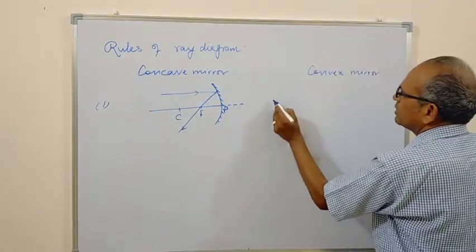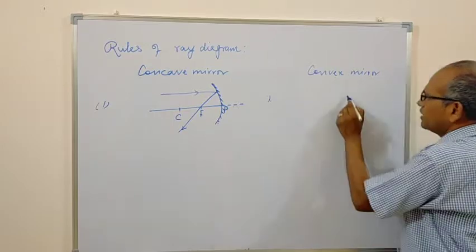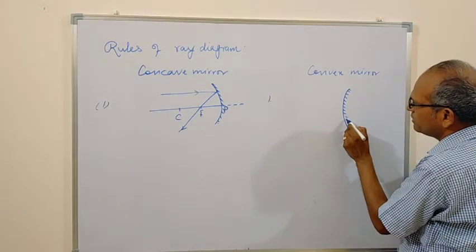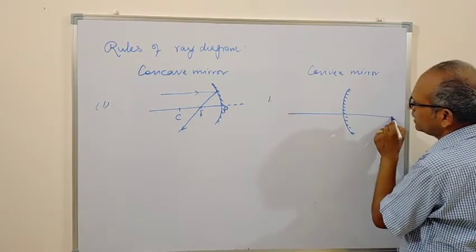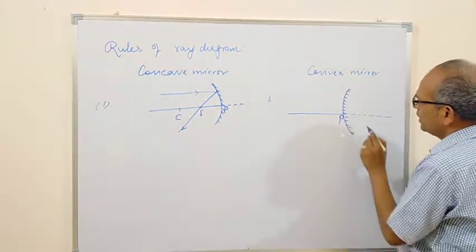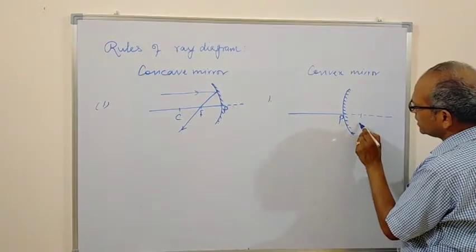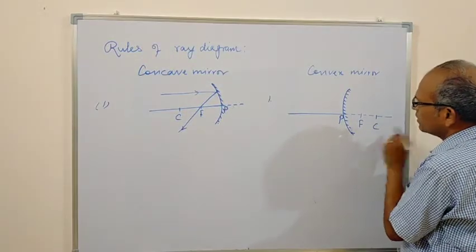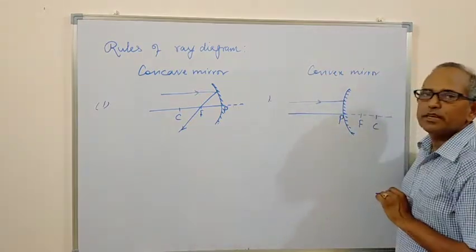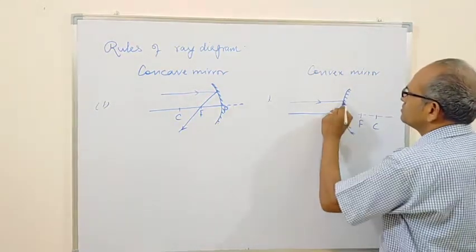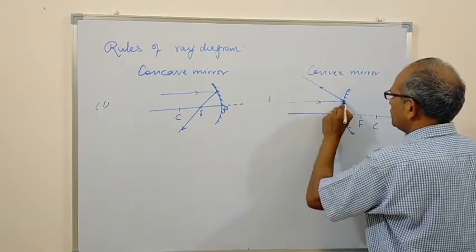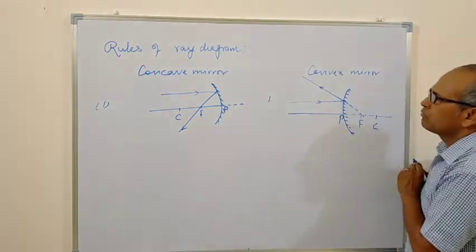Second, for convex mirror, similarly, convex mirror is an externally curved mirror. So I draw one convex mirror externally curved, and then the principal axis, the principal axis of the mirror. This is the pole and the focus is on the right hand side, F and center of curvature. Now I take one ray parallel to the principal axis. This is a diverging mirror, so it will diverge, and it will appear to diverge from the focus.